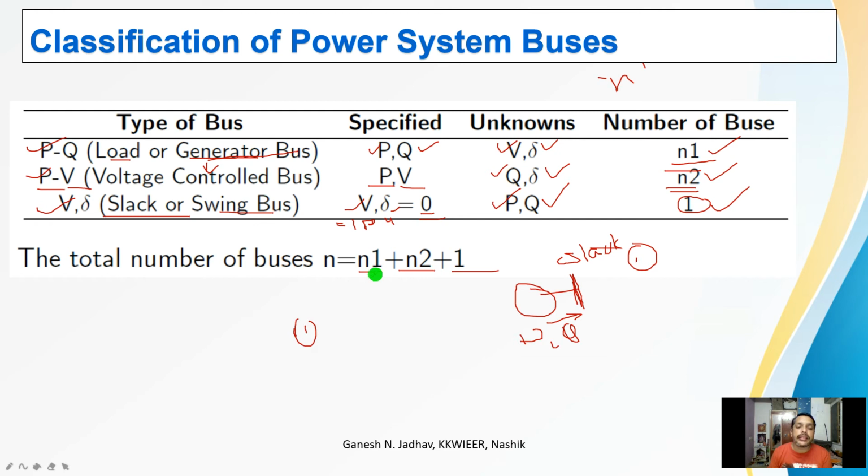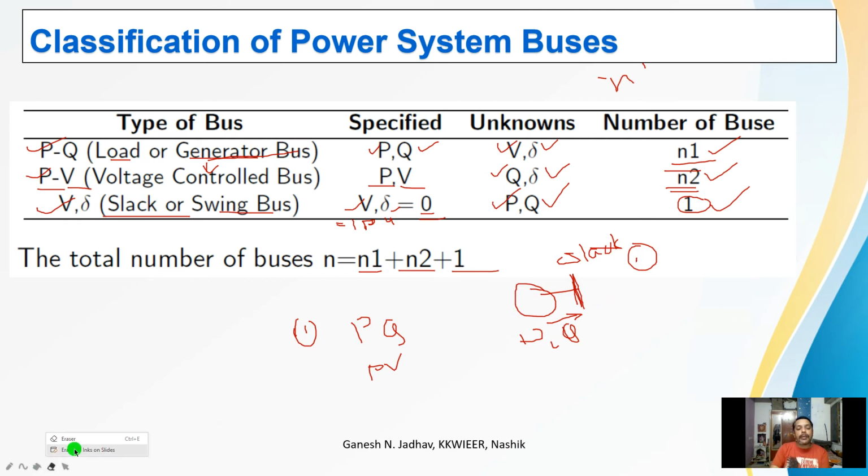There may be existence of PV bus or PV bus may not exist. Maybe all buses are PQ. Only PV buses is not possible. So either buses are slack bus plus PQ bus, or slack bus plus PV bus plus PQ bus. Okay, hope you got this idea about the classification of buses in the systems.